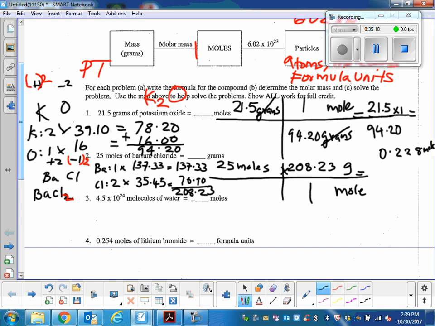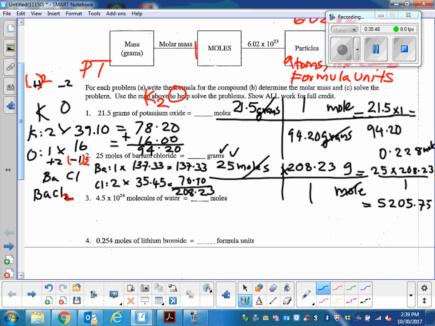You multiply them. Yes, you cancel by moles. Very good. 25 times 208.23 by 1, right? That's not going to make a difference. What is the number? 5205.75. Now look at this.